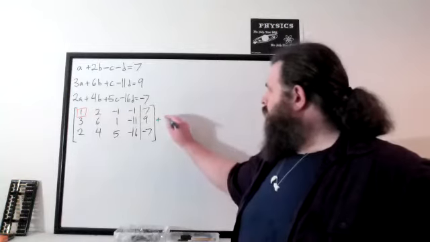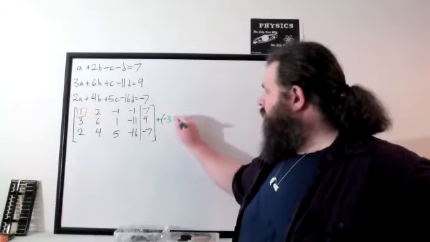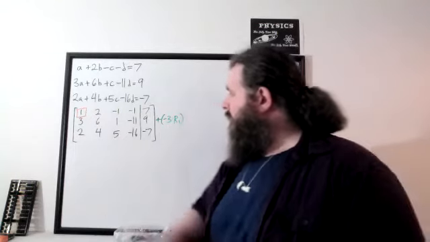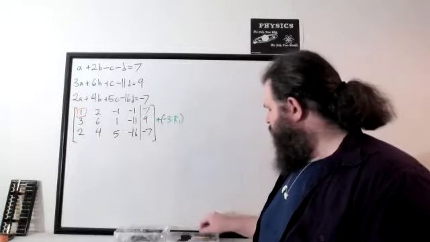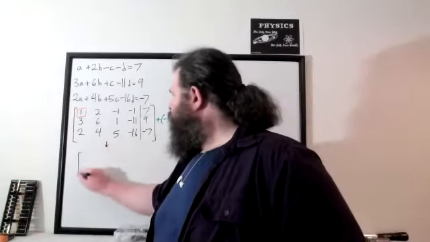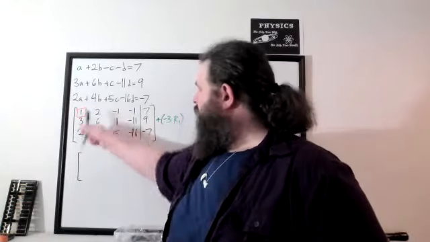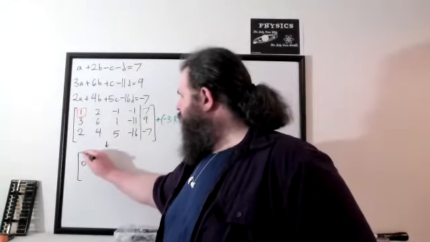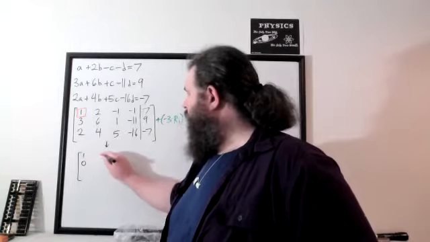-3 times row 1. Yeah, we can add -3 times row 1. That'll cancel out the 3 here. And let's see what that turns into. 3 plus -3 times 1. Oh, first of all, I'm going to copy down row 1 because that's not changing.